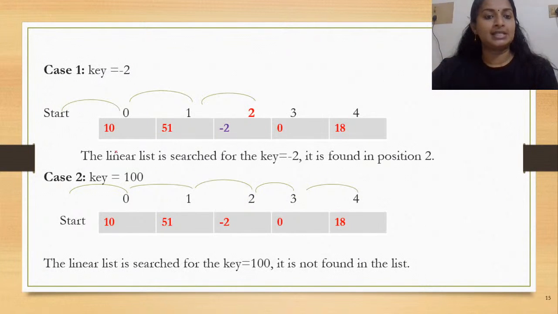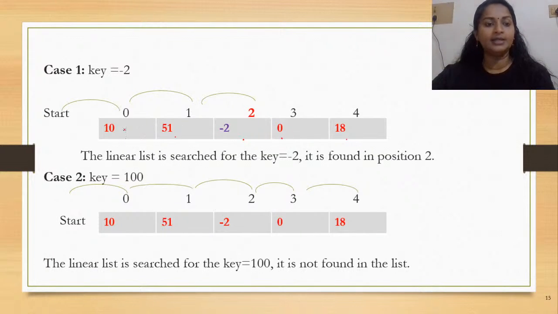So let's see a very simple example. This is how an array or your linear list is going to look. All the elements inside the array or the linear list I have shown in red font color. From here we start. Now key is equal to -2. This is a value that you are going to search inside your list. So you're going to check whether the element -2 is present inside your list or not.